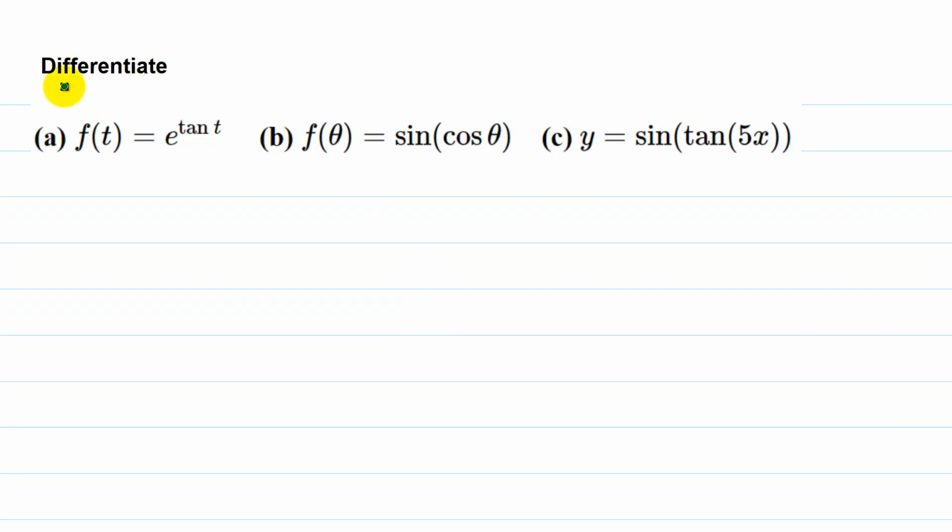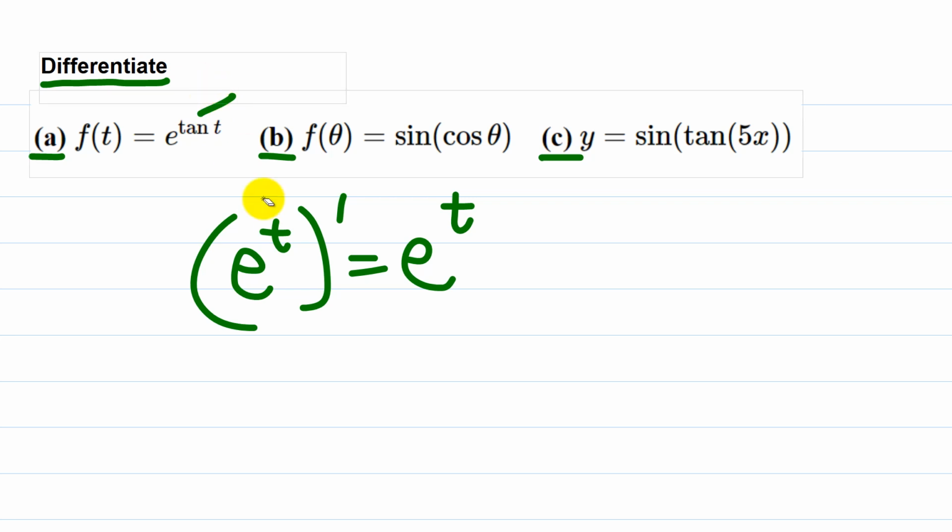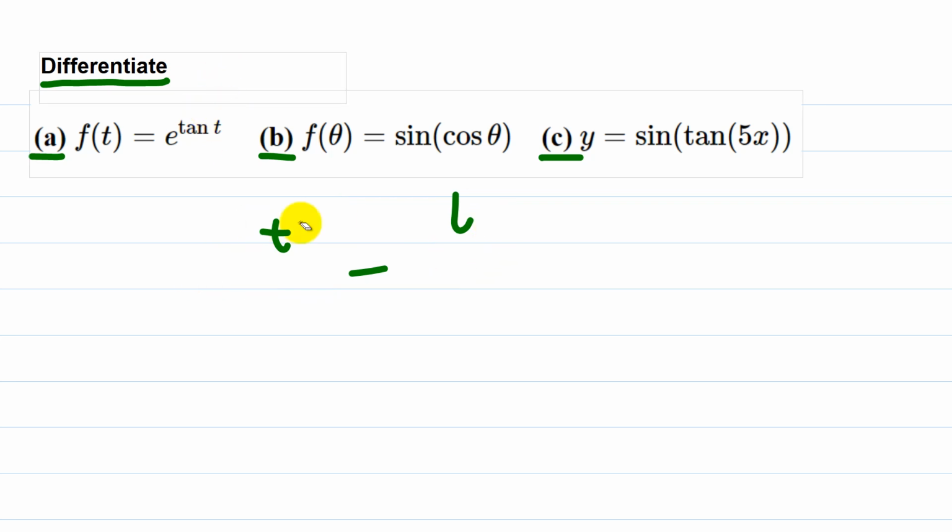Differentiate. So we got 3 questions here, A, B and C. In A we got a function in terms of t, e raised to tangent t. We know that when we have e raised to t, only t, then its derivative is itself. But here we have more than t, not only t, we got tangent t. So we need to use the chain rule for this, okay?